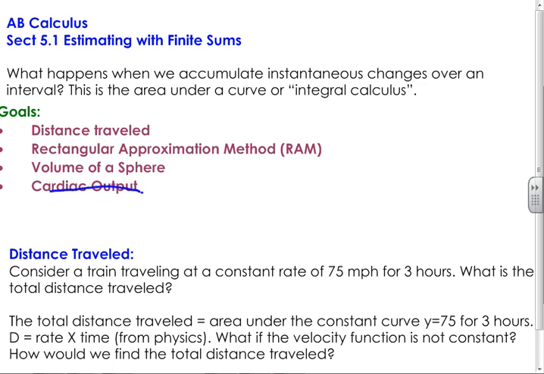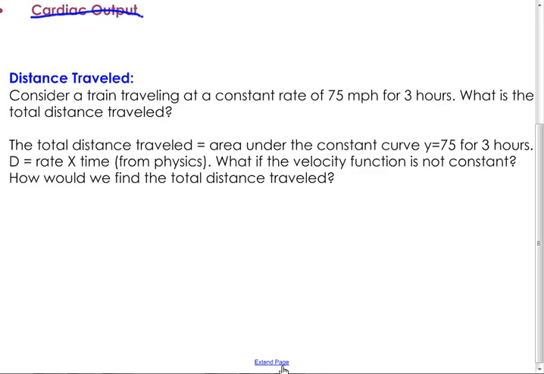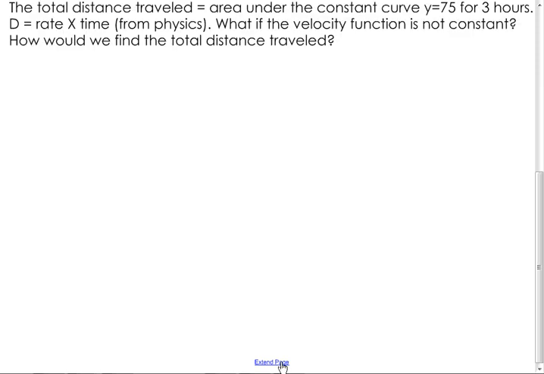Okay. So, distance traveled. Consider a train traveling at a continuous rate of 75 miles per hour for 3 hours. What is the distance traveled? Well, the distance you travel is the area under the curve, except there is no curve. I guess we'll just do this. Whoops. Sorry. So I'll just draw another picture.